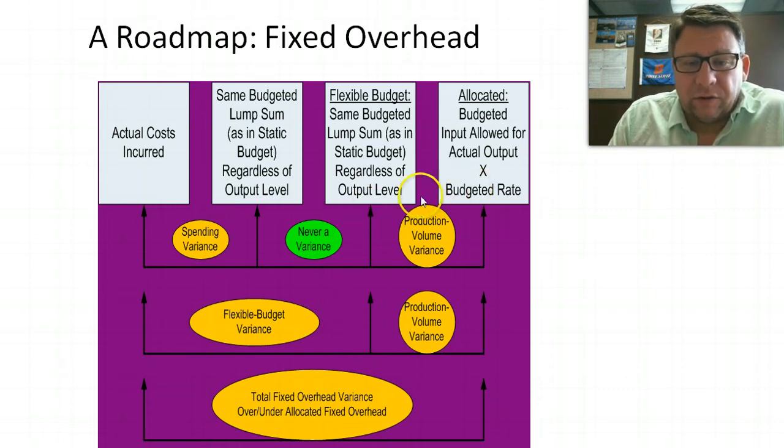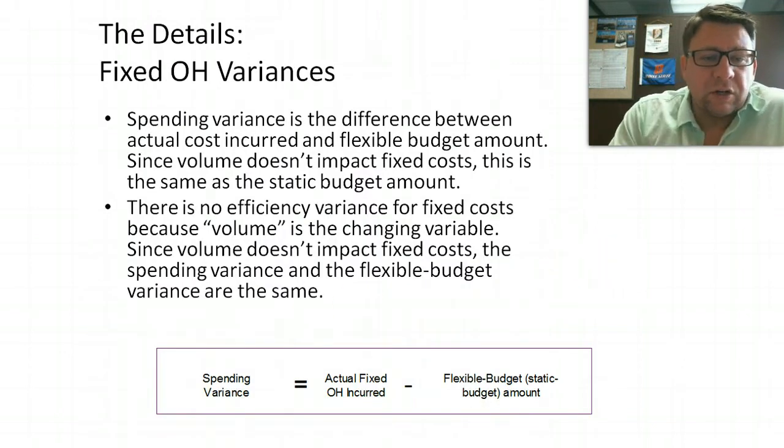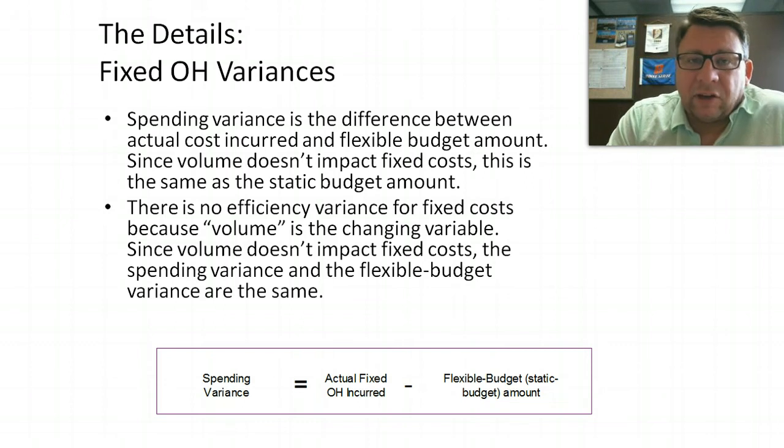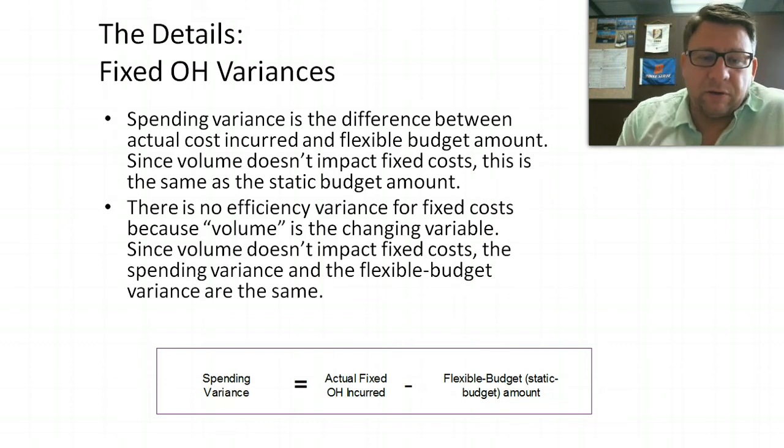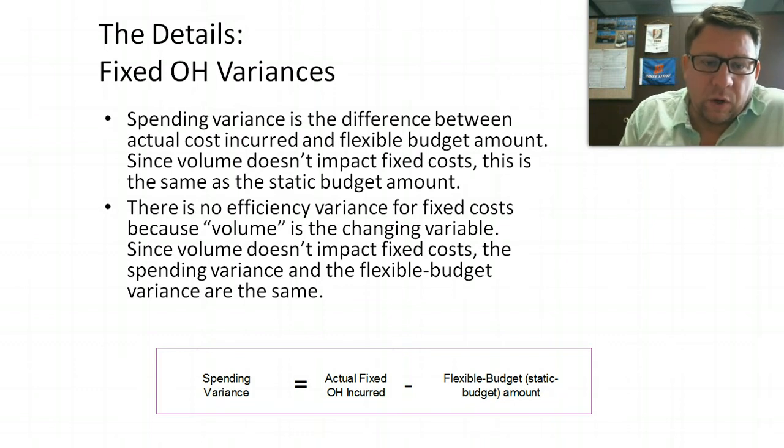Now, we will get to a production volume variance. This is probably the most complicated of all of the variances. Let me talk about that in a second. So our spending variance, again, is the difference between the actual costs incurred and the flexible budget amount. So the spending variance and the flexible budget variance are the same, and again, the reason for this is because with volume, we don't have a measure where we hold cost constant and look at the change in volume when it relates to fixed costs.